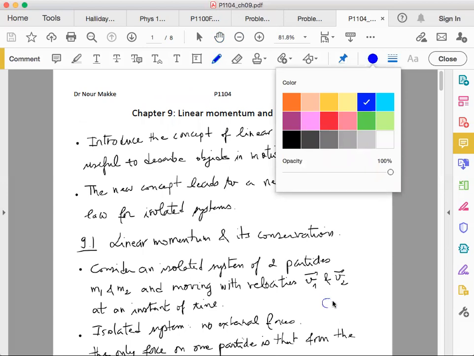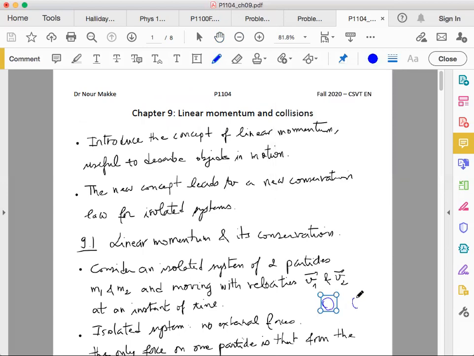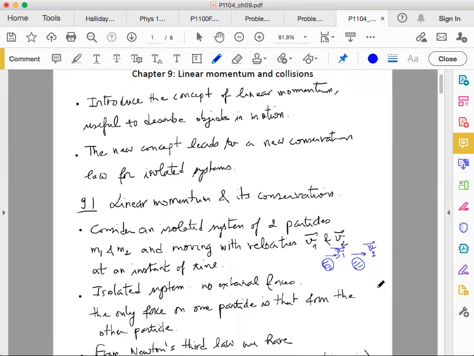So if you look at this system, you will end up with this is M1, this is M2, and each of these particles is moving with a given speed. So let's say this is moving with V1 and this is moving with V2. So at the moment, the directions of V1 and V2 are not important. We are just considering them as being in arbitrary directions. The most important thing is that the system is isolated.